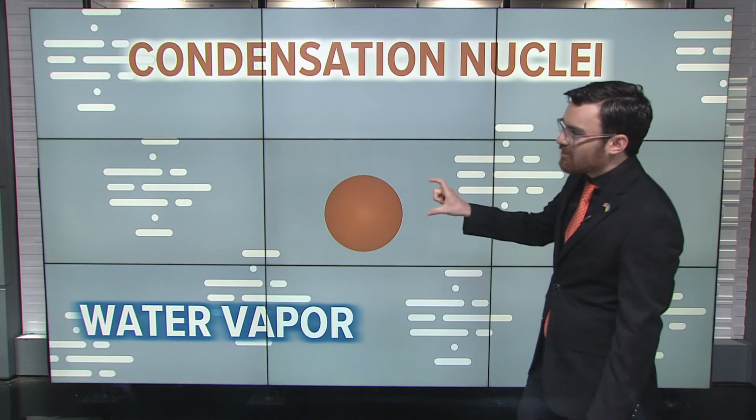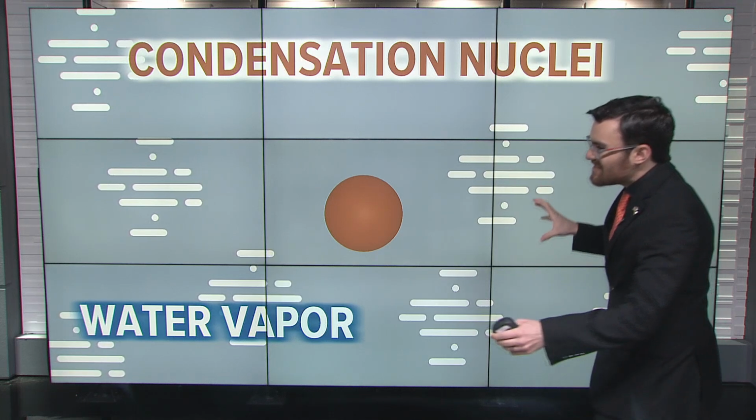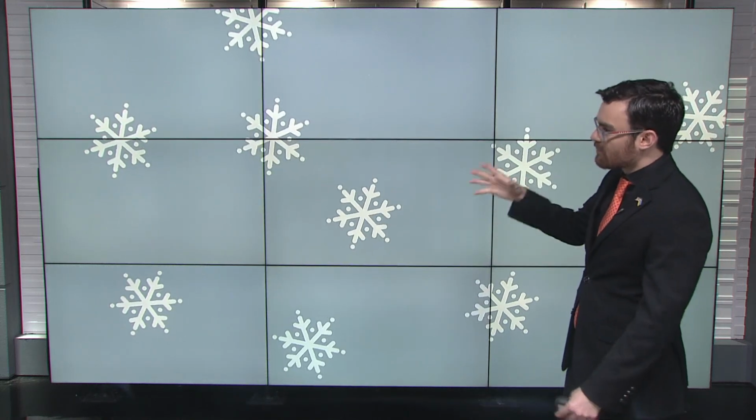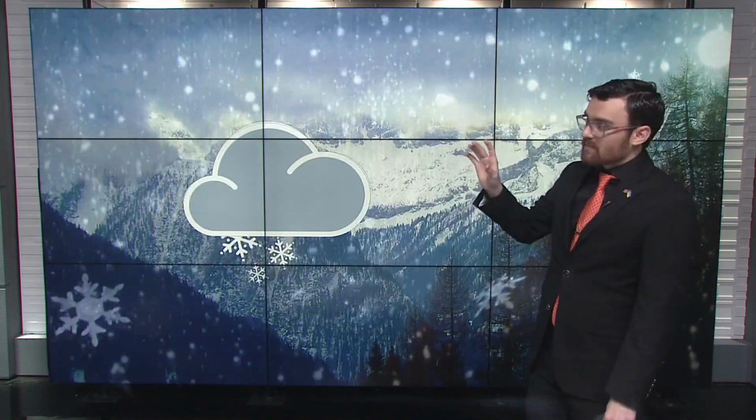But what happens is if we take a look at just one nucleus, the water vapor in the cloud condenses around this nucleus. And when enough of it does that, we end up getting a raindrop or a snowflake. And this happens over and over and over again in the clouds, and that's what really serves to create the precipitation that we see fall out of the sky, either as snow or as rain.